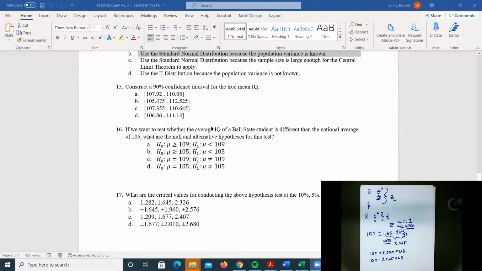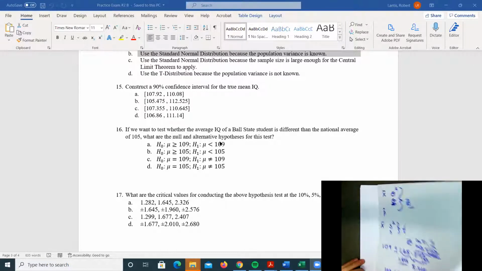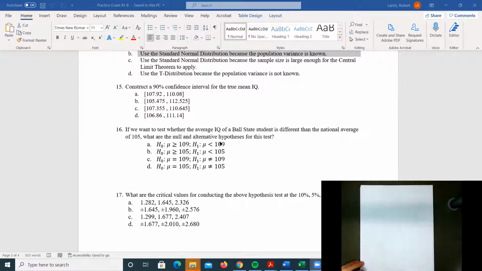So the next question says, all right, you've constructed this confidence interval, but maybe you want to do some hypothesis testing, right? So maybe we've got something like, I want to test for whether or not the average IQ of a Ball State student is different than the national average of 105. Okay. So what would my null and alternative hypothesis be here?